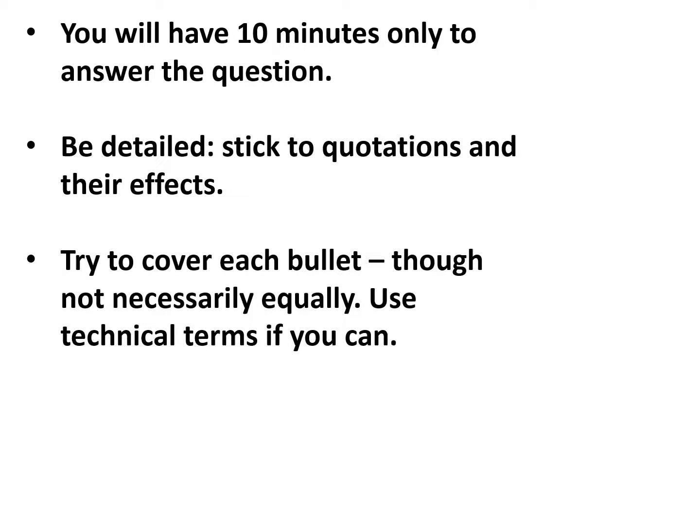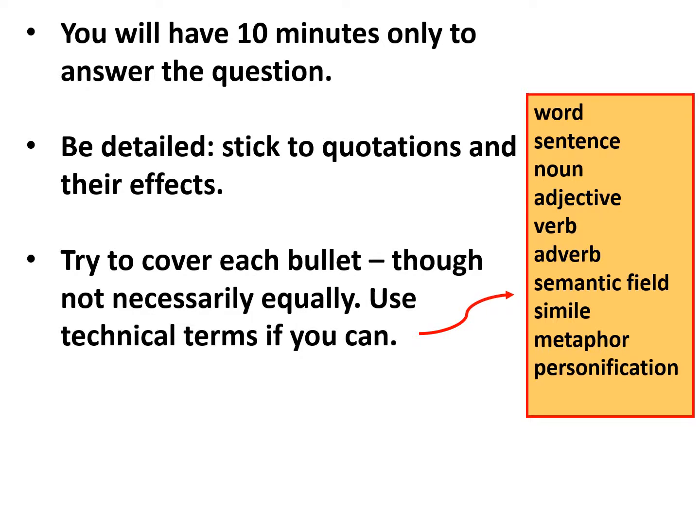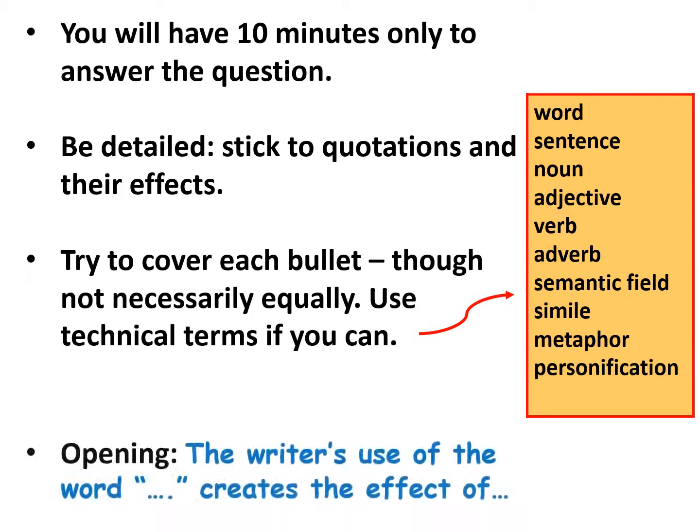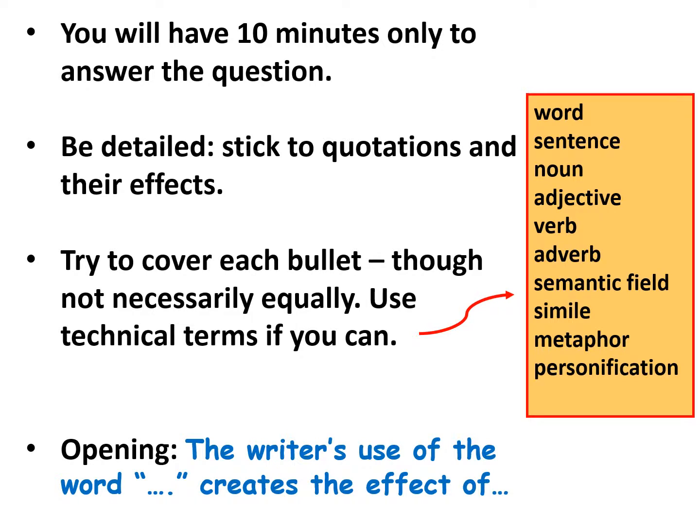Try to cover each of the 3 bullets, but I wouldn't be too worried about doing them equally. If you can use technical terms, do use them. They do get marks if you can talk about the effect that they have upon the reader. If you're struggling to think about how to begin your piece, you can do a lot worse than just say the writer's use of the word, quote a word, and then say what effect it creates, because that's what the first bullet point asks you to do.